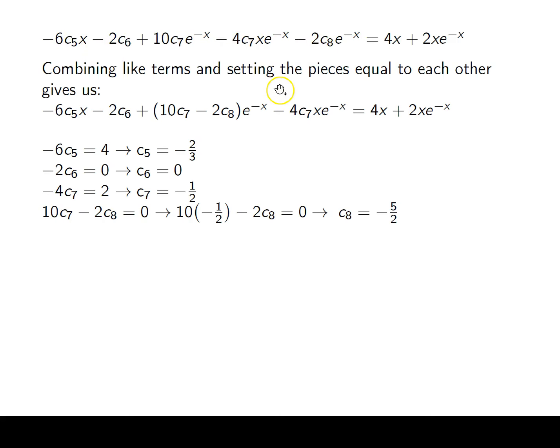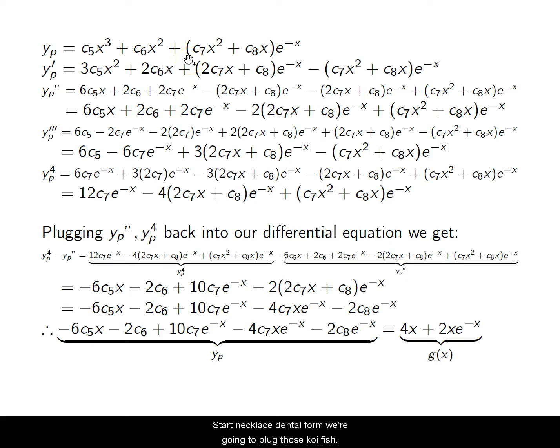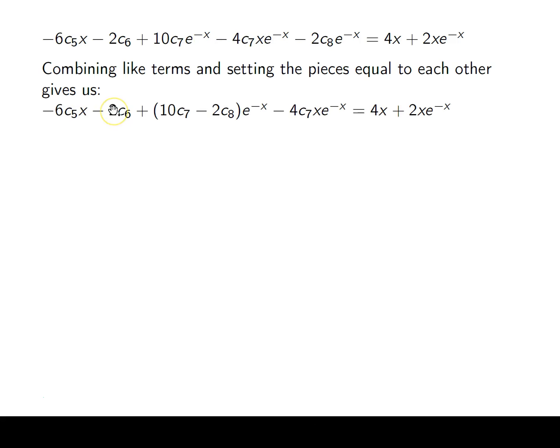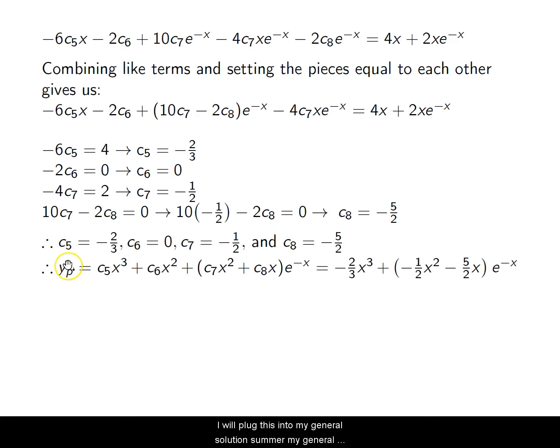So now I have my coefficients that I can plug in to get my general form. Okay, so these are my coefficients for this general form here. Sorry, not for this general form. We're going to plug those coefficients all the way back into the beginning, because that was my solution. What I have here is just the worked out form of y to the 4th derivative minus y double prime, right? So now that I have my coefficients, I will plug this into my general solution.